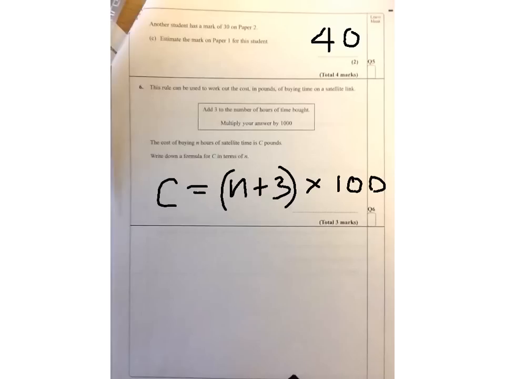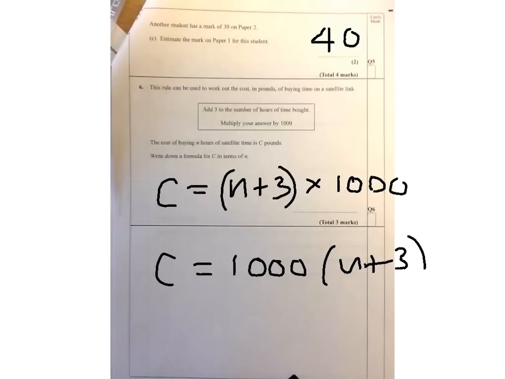Now that's okay. So it would have been okay to have written this and put 1,000 first, times n plus 3. And there's a number of equivalences. All of these are correct.